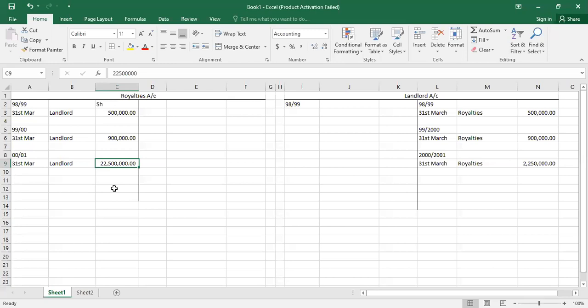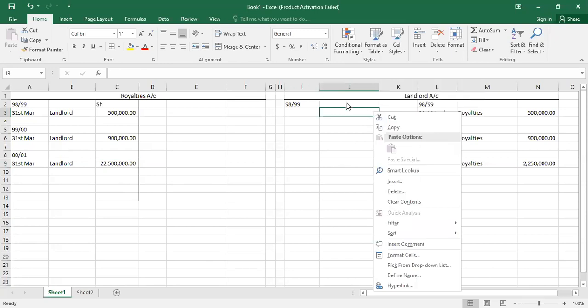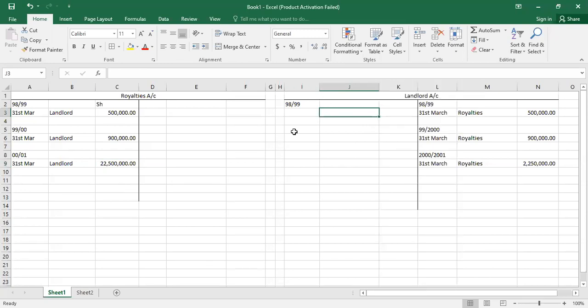So when the amount is actually paid to the landlord, you said you are going to debit the landlord's account and you are going to credit the cash book, right? I don't even need to have the cash book account.